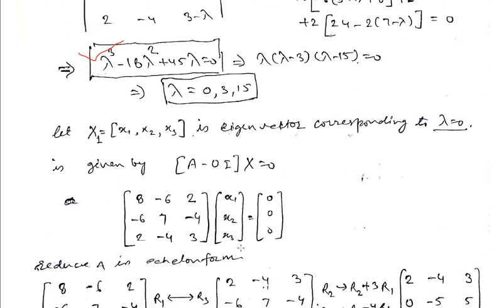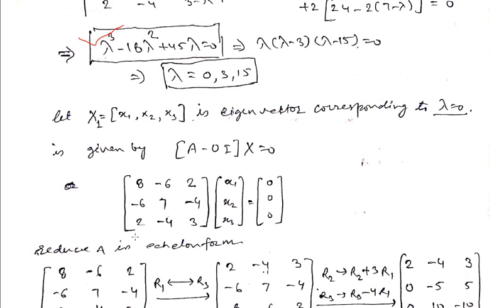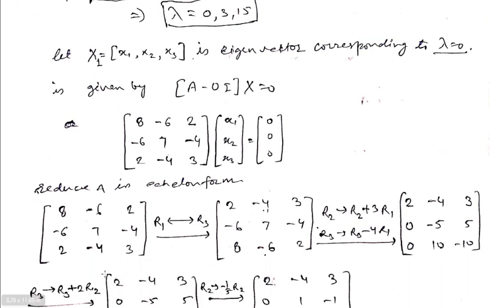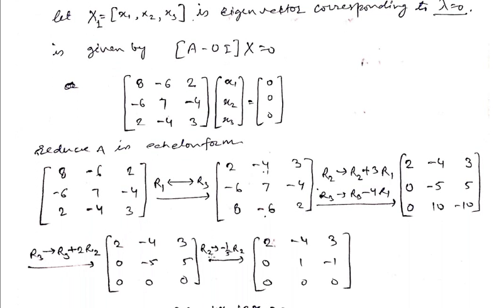To solve it, we first convert this coefficient matrix into echelon form. So first reduce A into echelon form using elementary transformation. So first we interchange first and third row. So we get third row in place of first row and first row in place of third row, second as it is.